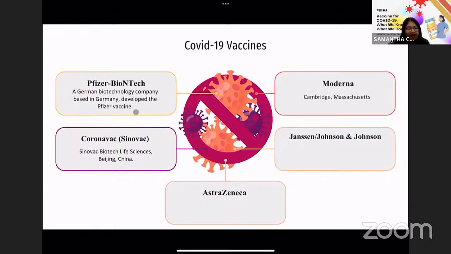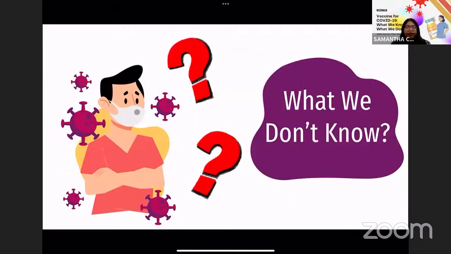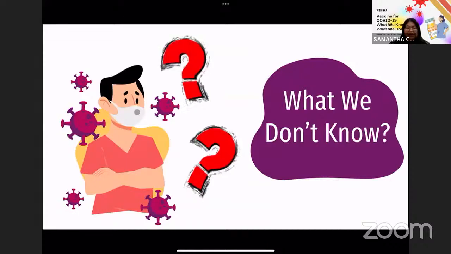Third, we have Moderna. This vaccine is actually developed by a U.S. biotech company, which is based in Cambridge, Massachusetts. Next, we have Johnson & Johnson, which is a one-shot vaccine, which was carried out at Janssen's launch facility in Leiden, the Netherlands. And lastly, we have AstraZeneca, which is produced by a team from Oxford University and a pharmaceutical company called AstraZeneca. Now that we are done with the what we know part, let us now proceed to the what we don't know, which will be presented by Ms. Kate Galamaso.